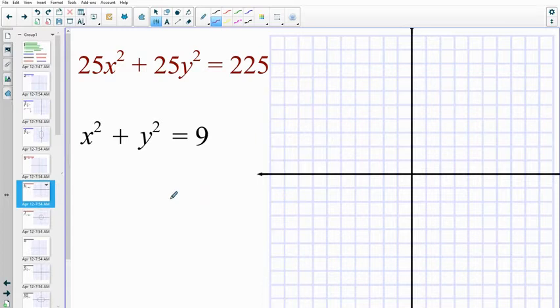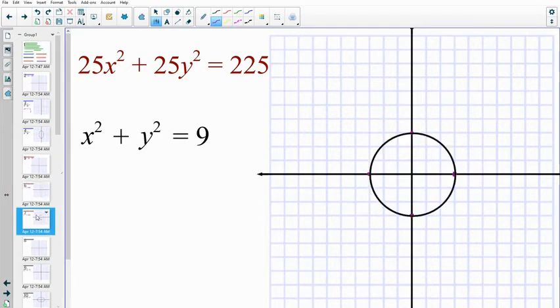My center is 0 because it's just x squared and not x plus or minus something squared. My radius is 3. So over, up, down, left to right, 3 to get the significant points for the circle. And there we go.